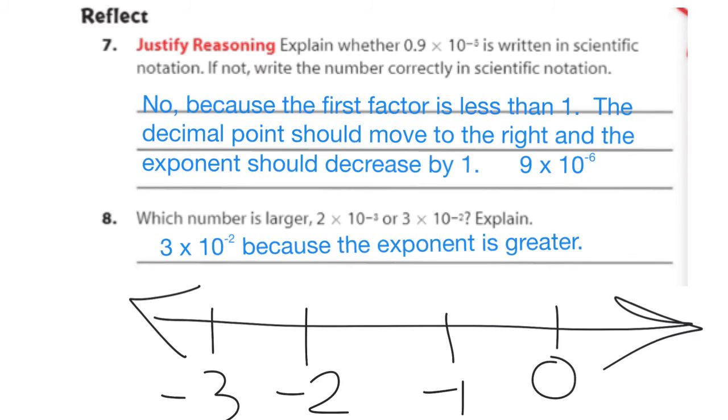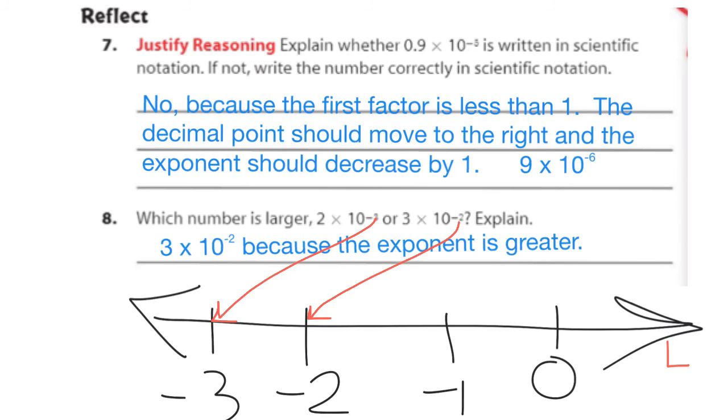All right, number 8, which number is larger? 2 times 10 to the -3rd or 3 times 10 to the -2nd? When you're comparing numbers to see who's larger, who's smaller, the first thing you want to look at are the exponents, the littlest number. So -3. -3 ends up here on a number line. -2 ends up here on a number line.